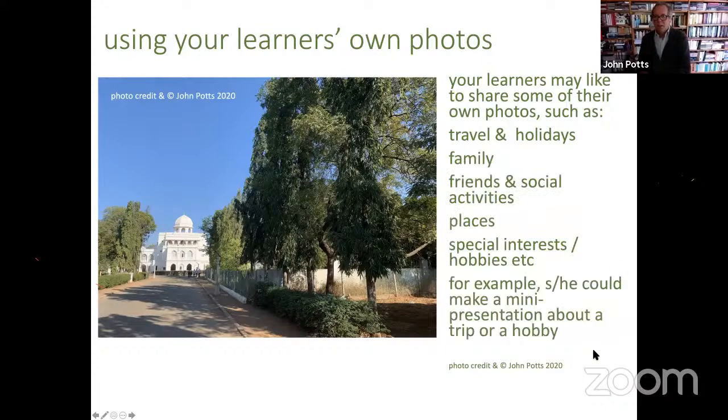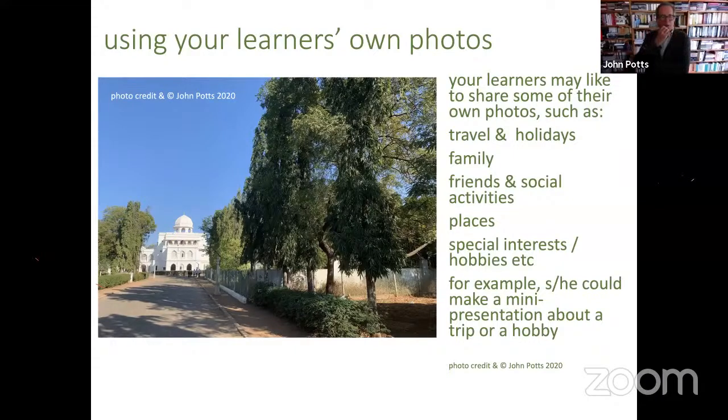And then they could make a presentation, for example. So one of your learners takes a couple of pictures to represent her sport or hobby that she does, like netball or whatever it is. And then she does a little mini presentation at the front of the class for just 2 minutes, talking to the class, showing the pictures, talking about them. But the pictures come from her. So that's using your learner's own photographs.